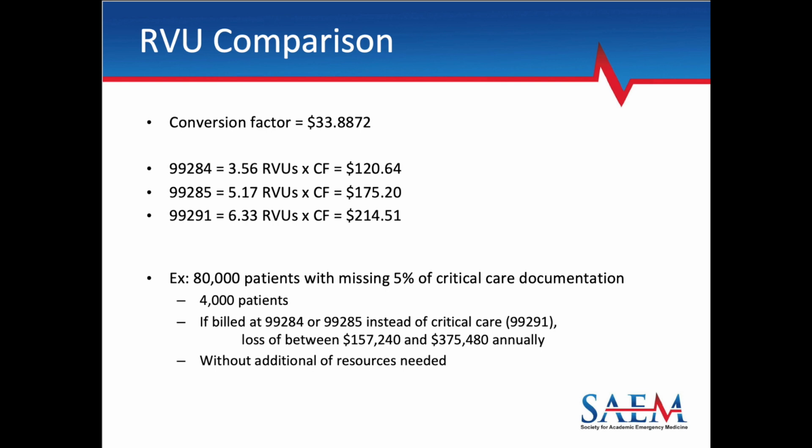As an example, if you're an institution with 80,000 patients and you miss 5% of your critical care patients, that would be, roughly speaking, around 4,000 patients. If they are billed for at a 4 or a 5 instead of at a critical care, this would be a loss of $157,000 to $375,000 annually.